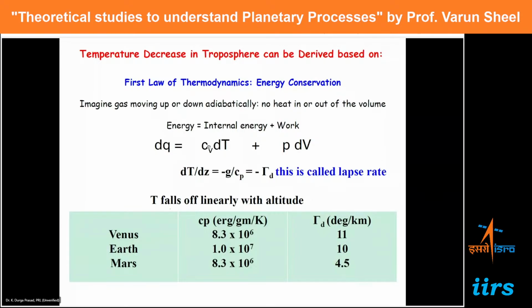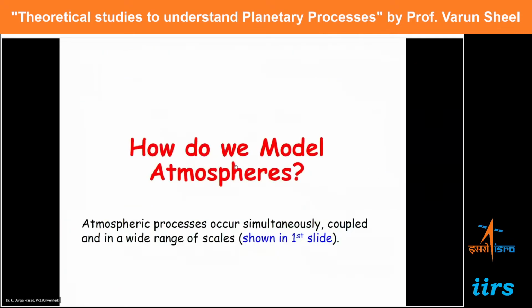If we use this equation and take three examples, as we have done before, for Venus, Earth, and Mars, the lapse rate comes out like this. For Venus, the lapse rate is around 11 degrees per kilometer. For Earth, it is 10 degrees per kilometer, whereas for Mars, it is 4.5 degrees per kilometer. This results in the temperature decrease as a function of altitude.